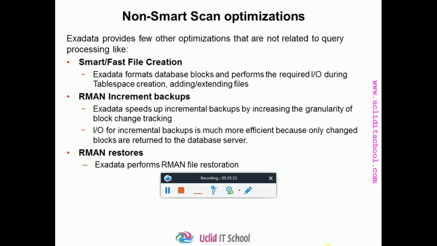Then RMAN incremental backup performance is faster on Exadata. Exadata speeds up incremental backups by increasing the granularity of the block change tracking. I/O for incremental backups is efficient because only the changed blocks and the changed rows are written to the database server. Inside the changed block, only the changed rows actually are written to the database servers. Okay, so that way you see further improvements with incremental backups.